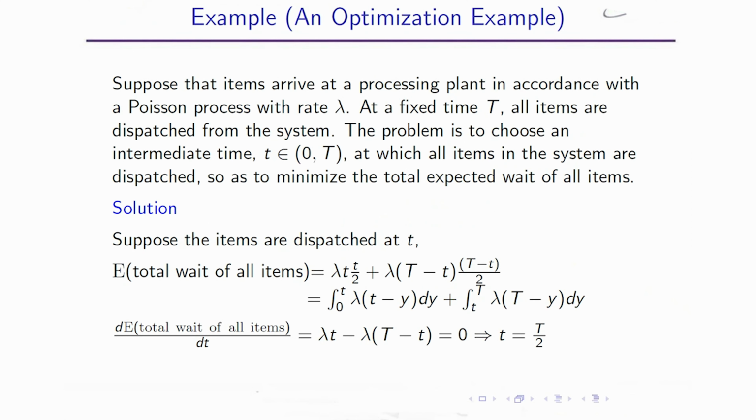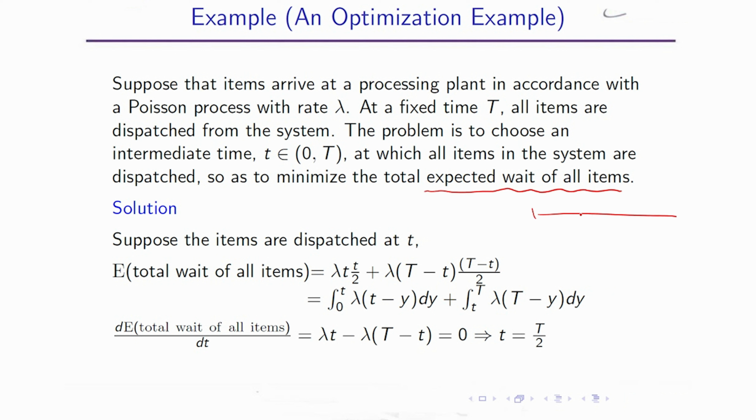Another example, an optimization example. Suppose that items arrive at the processing plant in accordance with a Poisson process with rate lambda, and at a fixed time T, all items are dispatched from the system. The problem is, how can we choose an intermediate time, little t, between 0 and T, at which all items in the system are dispatched so as to minimize the total expected waiting time of all items?